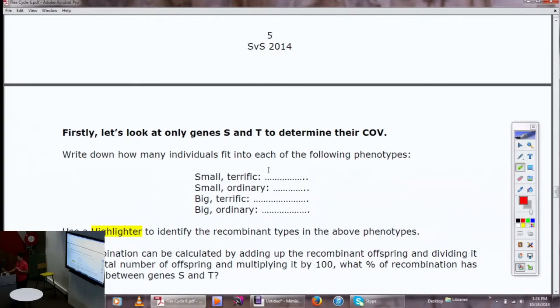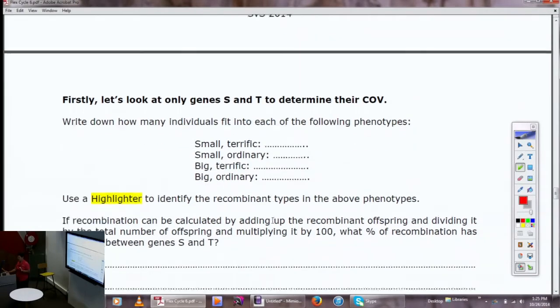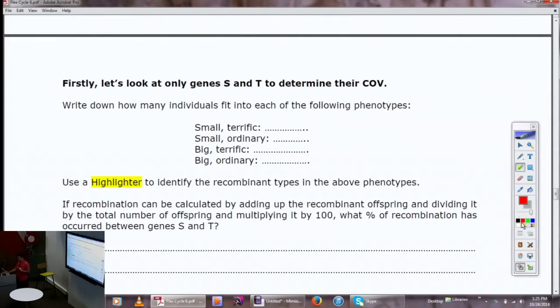We got it? Yes? All right. So I had 9 of the first. How many of the next one did we have? 3. How many of the next one? 1. And the next one? 7. Okay. So we went 9, 3, 1, 7. If you took a highlighter and highlighted which ones were the recombinant types, it was this one here and this one here. Those 2 are your recombinant types. So that was 3 and 1. That's 4 out of how many in total? 4 out of 20, which equals 20%.